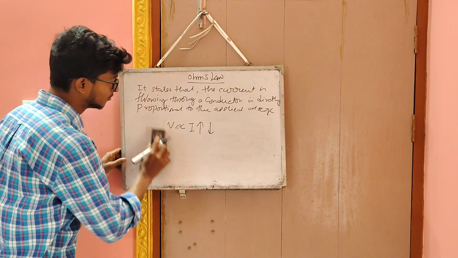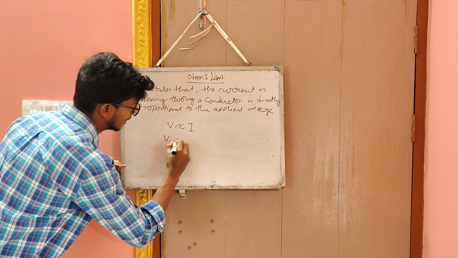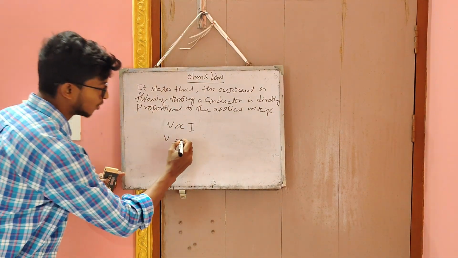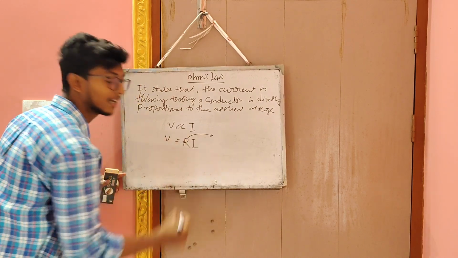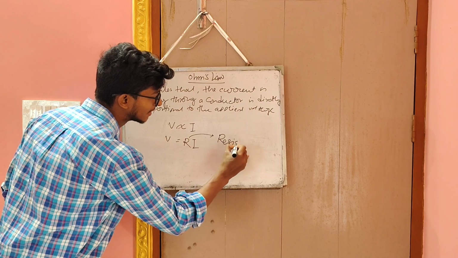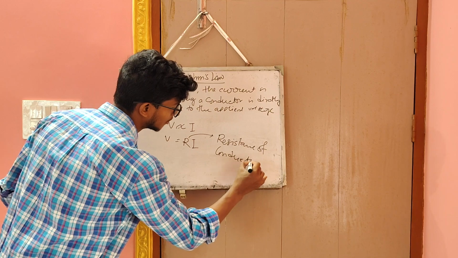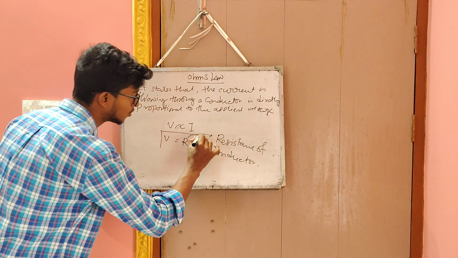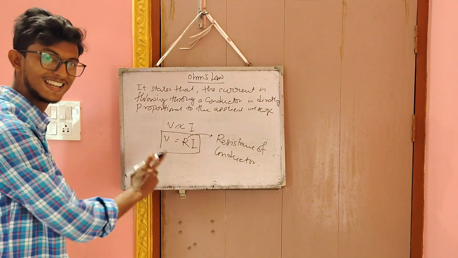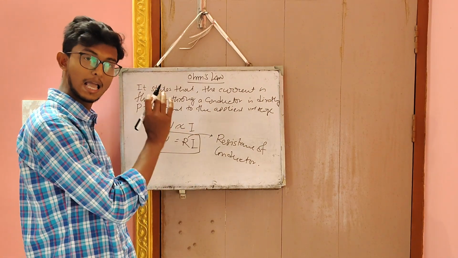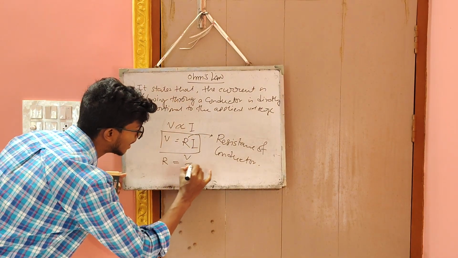Okay, now we introduce an equal sign instead of proportionality. So we introduce a constant that is called R. So what is R? R is the resistance of the conductor. Okay, so V is equal to IR. It is the mathematical expression of Ohm's law. So V is the voltage, R is the resistance, and I is the amount of current flowing through the conductor. So we get from here R is equal to V by I.